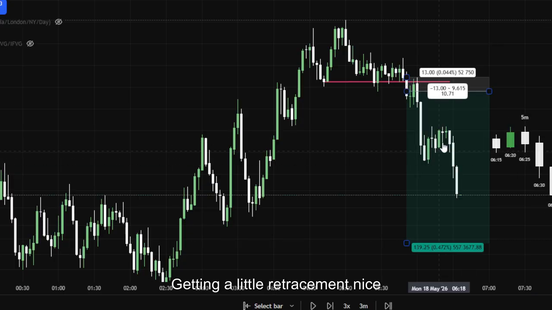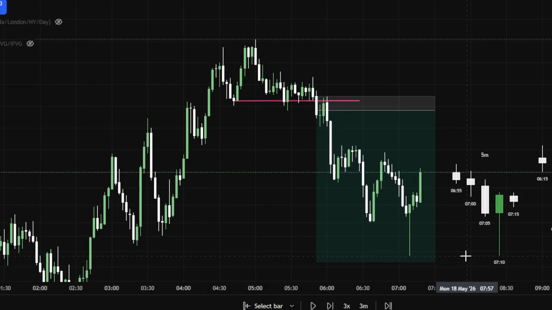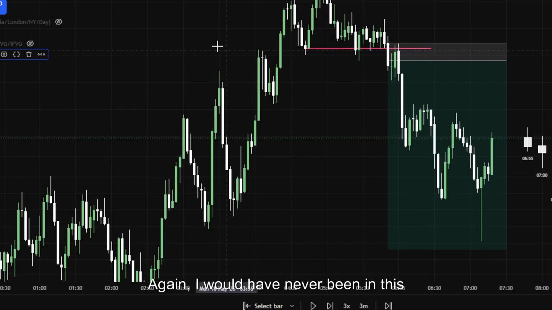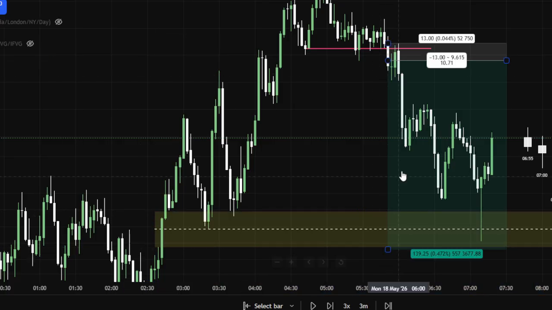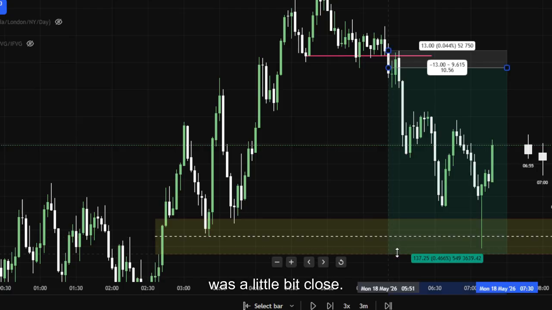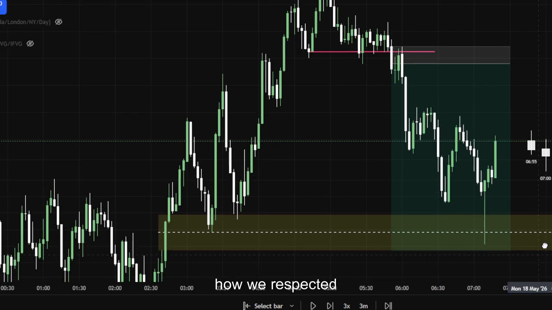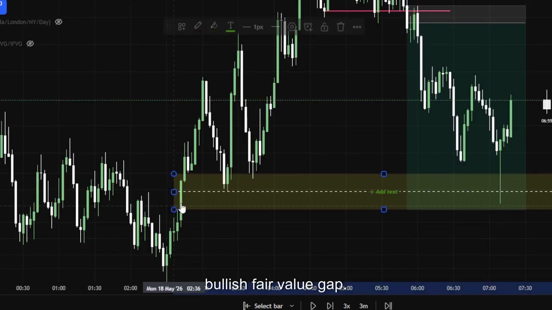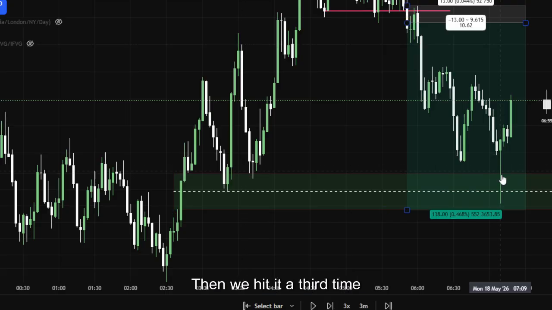Getting a little retracement, nice continuation, expansion lower. We do not get out there. And this is, again, I would have never been in this trade anyways, but it's important to see what we did. And this is why the 2R here was a little bit close. I would have been actively watching down here, looking for how we respected this bullish fair value gap. It did its job twice already. As you can see here, we hit it, expand, touch it again, and expand again. Then we hit it a third time and get this massive rejection off it.